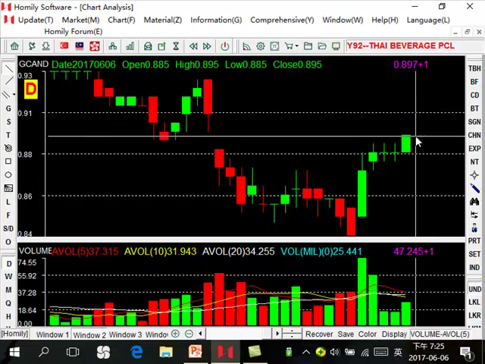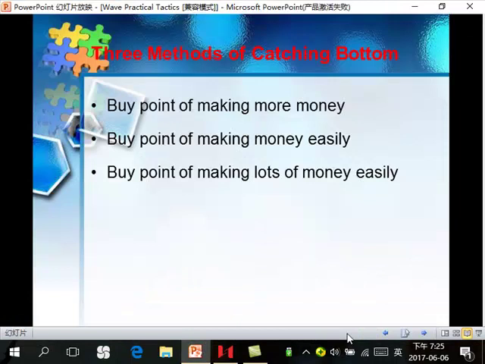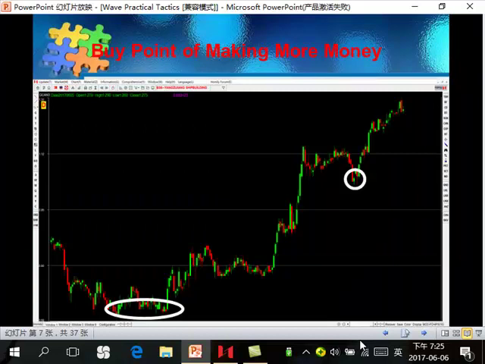So this is the method. But let's see the first point: buy point of making more money. How to make more money? If you buy low, you can make more money, right? But if you buy here, you can make money, but cannot make more money, right? So if you want to make more money, you should know how to catch the low point to get in.